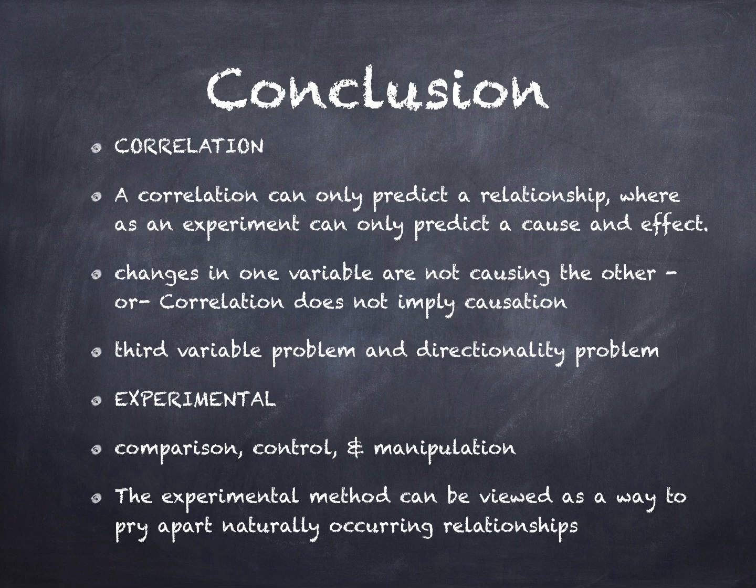In conclusion, a correlation can only predict a relationship, whereas an experiment can predict a cause and effect. There are 2 problems in interpreting correlational relationships, and those are the third variable problem and the directionality problem. In an experimental method, comparison, control, and manipulation are required, and the experimental method can be viewed as a way to pry apart naturally occurring relationships.